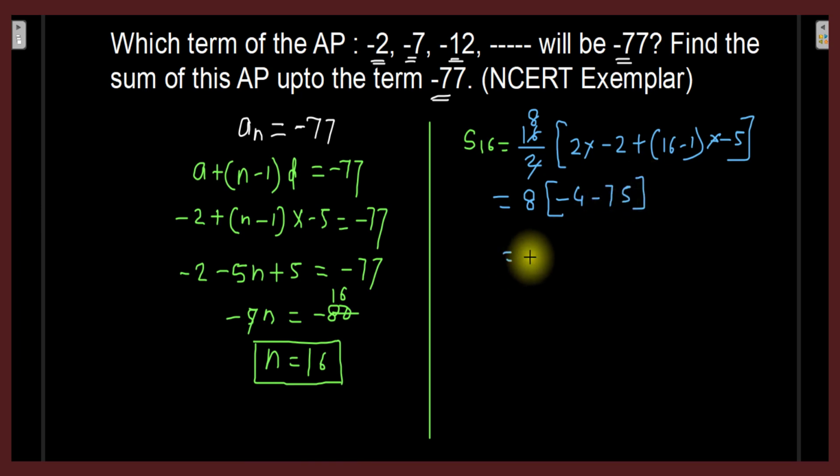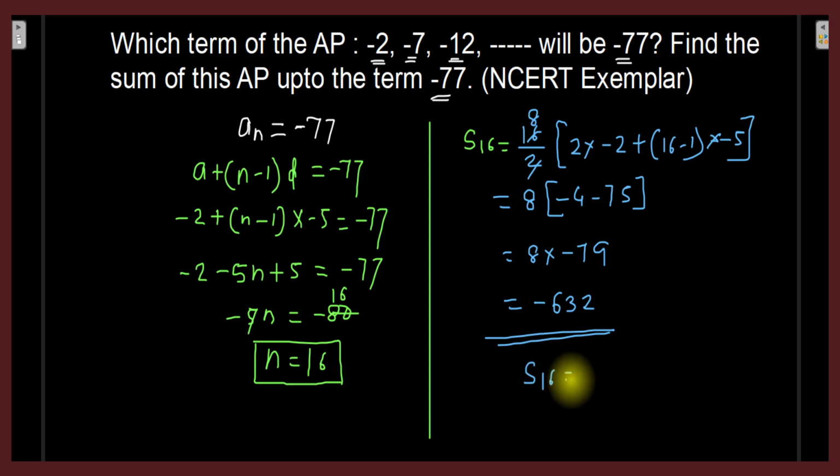So it is minus 75. So which is equal to 8 multiplied by, this will be 5 and 4, 9, and this is 79. So 8 into 79, that is equal to minus 632. So friends, S16 that is equal to minus 632. So highlight this answer also.